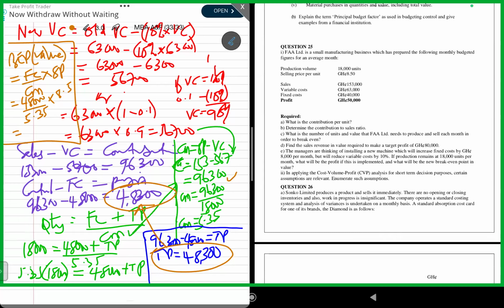What's the break-even point in value? 76,261.68. 76,200 and what? 61 points. The figure. That's it.